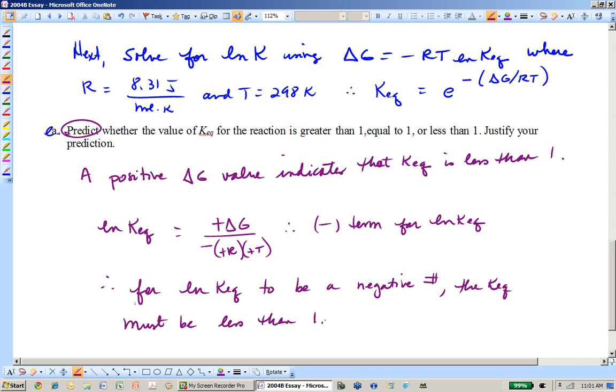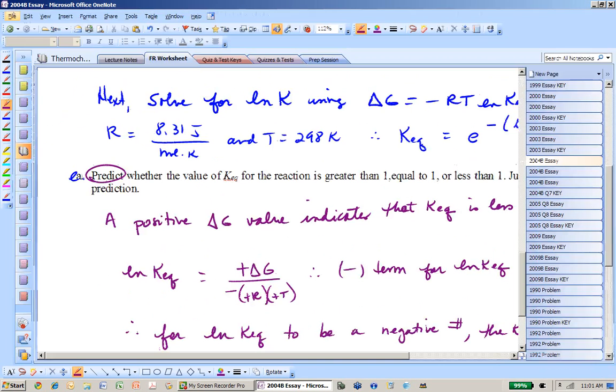Now, this connects to the Nernst part of your brain. You've done electrochem, you've done the Nernst equation where we talk about Q and the log of Q. This is the same sort of thing. If you have a negative term for the natural log of KEQ, then that means that your KEQ was a number less than 1. All right, where should we go next?